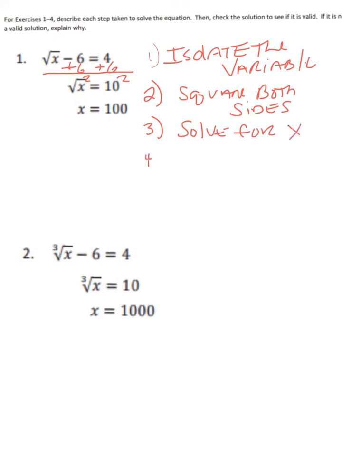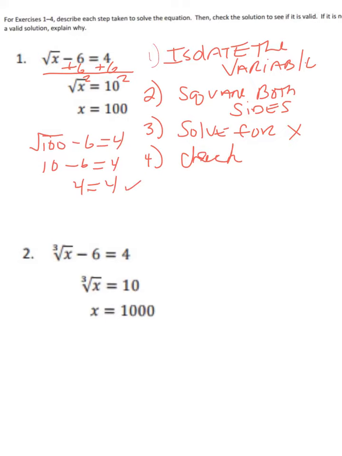Your fourth step is always to check to make sure your answer works. It might seem reasonable, but there are cases you're going to run into where you thought it worked and it really doesn't, so check. In this case, I take the square root of 100 minus 6, which has to equal 4. The square root of 100 is 10. 10 minus 6 equals 4, and of course 4 equals 4. So our check works, no problem.